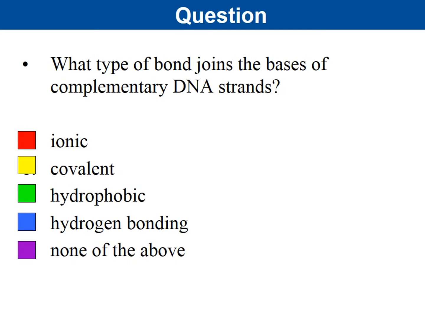So if you said hydrogen bonding, you are correct. The hydrogen bond is going to be the one that joins complementary DNA strands. If we were talking about the backbone joining nucleotides together, that would be a covalent bond. But in this particular instance, the answer is a hydrogen bond.